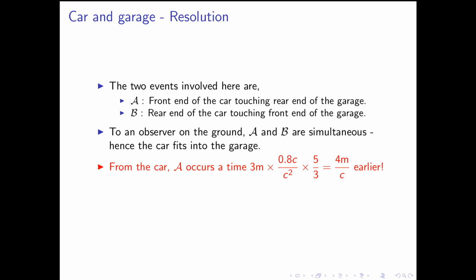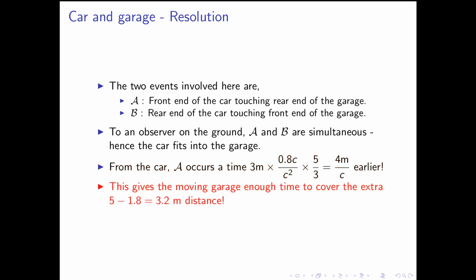That extra time of 4 meters by C is exactly what the garage needs to travel the extra 3.2 meters distance. 4 meters by C times 0.8 C is exactly 3.2 meters, and that is the length which I say is sticking out of the garage at the instant when my front end touches the garage.